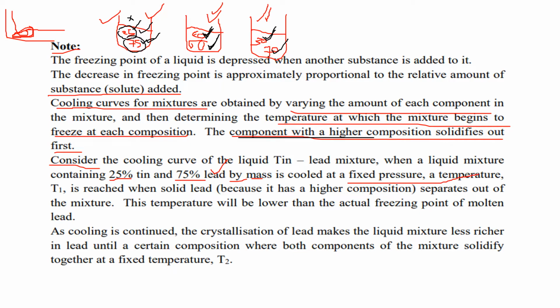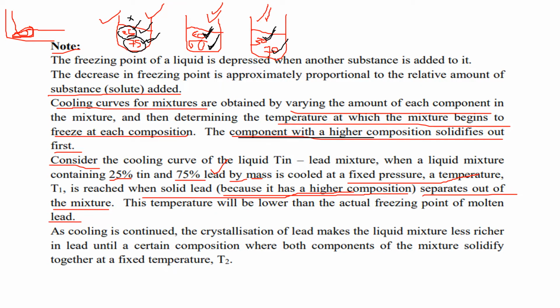We are saying that a temperature T1 is reached when solid lead begins to crystallize out. Lead is the one crystallizing out because it has the higher composition in the mixture. Therefore, it's going to separate out of the mixture first. This temperature will be lower than the actual freezing point of molten lead.